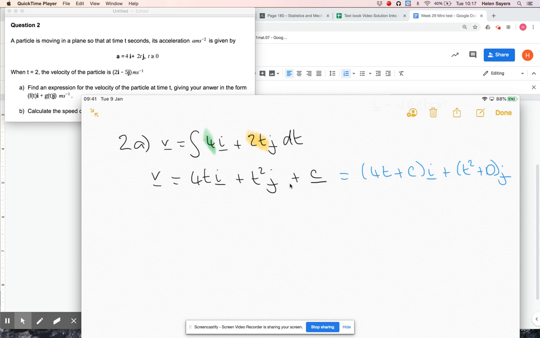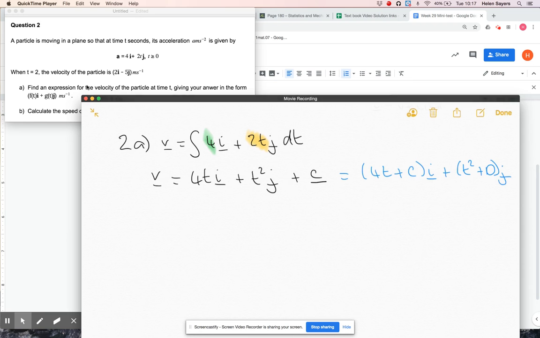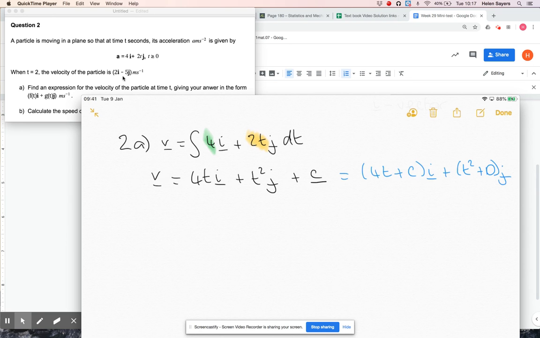Okay, so that's my integral, and just like when you're in core maths, when you integrate and then they give you a value of x and y to substitute in, they've given me a value of t and then a velocity vector I can use. So when t is 2, the velocity vector is 2i minus 5j. Okay, so if I substitute that in to this, the velocity is 2i minus 5j.